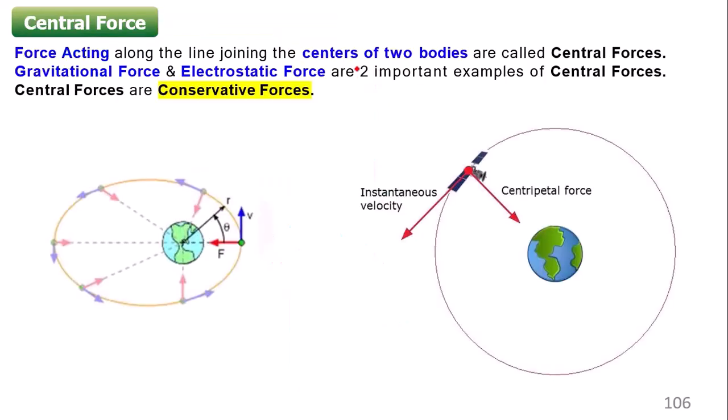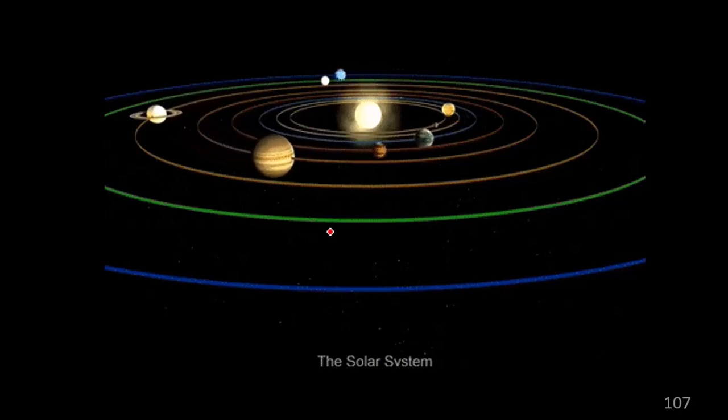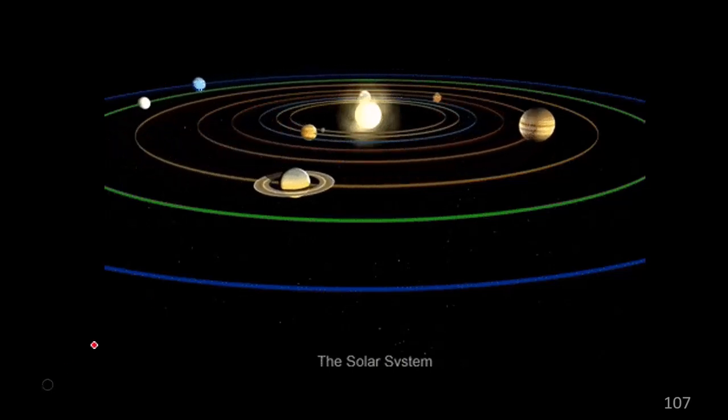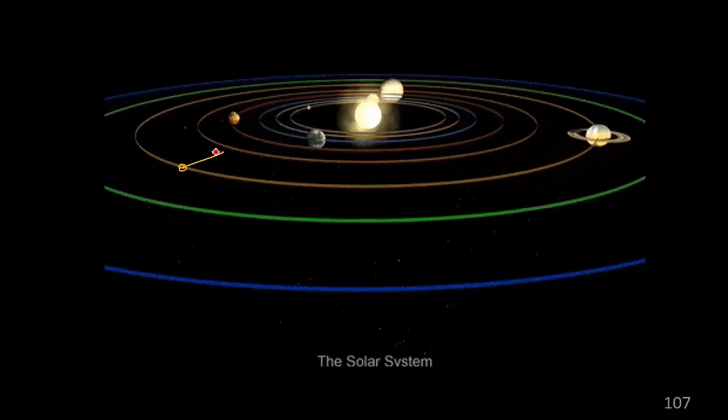Another type of force is the central forces. These are all the forces that pass through the center of the particle, like the centripetal force, which always passes through the center. So these are called central forces. The force acting along the line joining the centers of the two bodies is called central. Gravitational force and electrostatic force are all central, and these central forces must be conservative in nature. So if the forces are central forces, then they are also conservative. Like in our solar system, all the particles are moving, and for all the particles, the force of gravity is toward the sun.